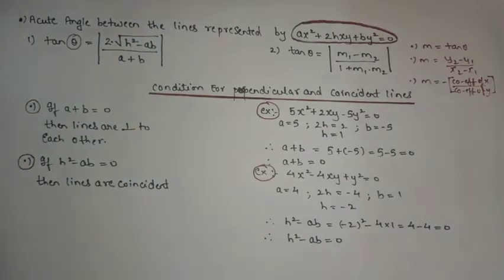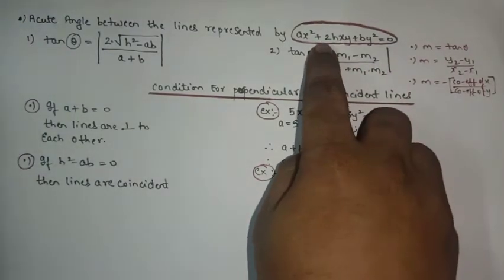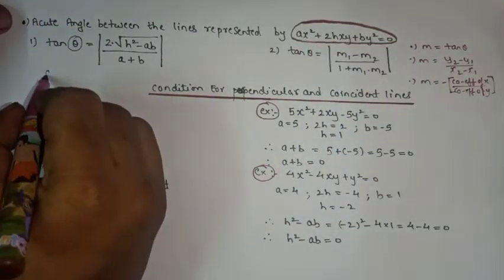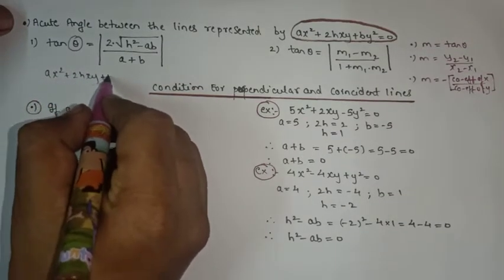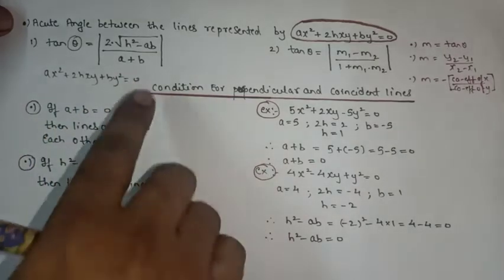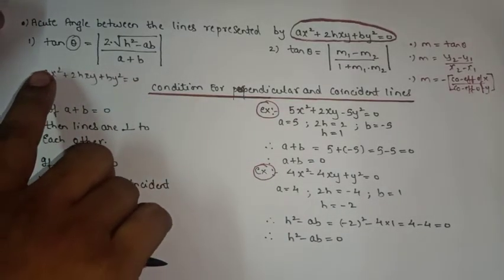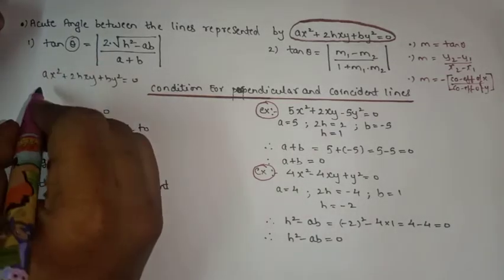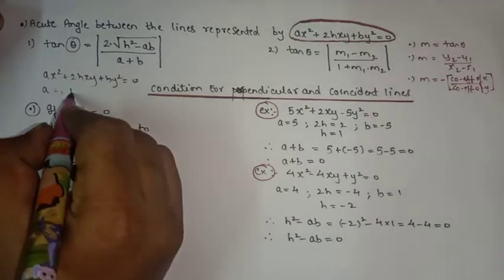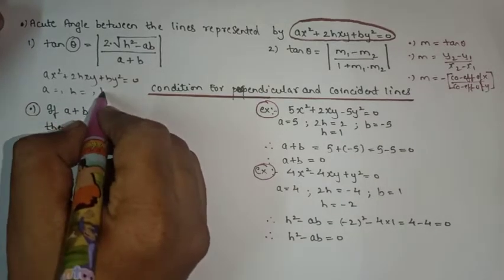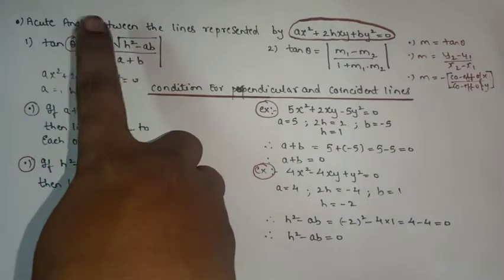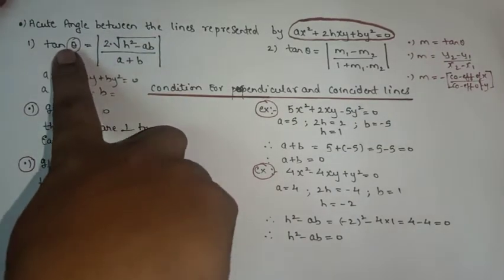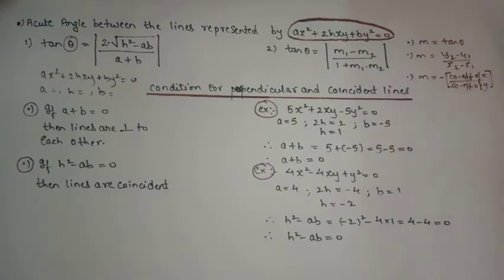Now you will have the equation in this form: ax square plus 2hxy plus by square equals to 0. You will have the equation in this form. Compare the equation, you will get the value of a, h and b. Okay, after that you will substitute the value here, and then you can easily find your answer, that is the theta, where theta is acute angle between the lines.